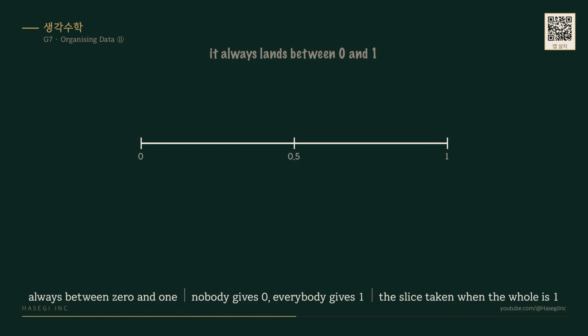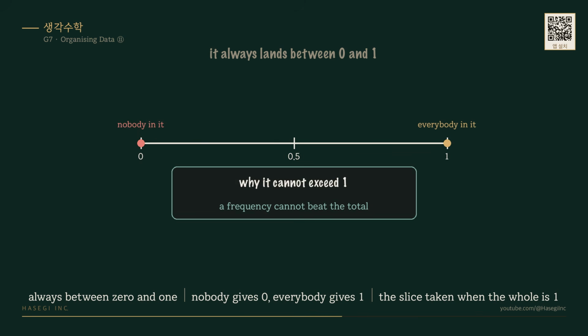This number always sits between 0 and 1. Nobody in that class gives 0. Everybody in it gives 1. And since a frequency can never exceed the total, it cannot pass 1. So, a relative frequency is the size of the slice that class takes when the whole is called 1.